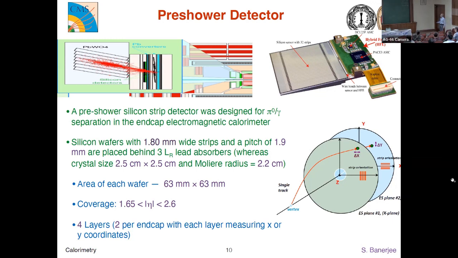And the area of each wafer is something like 63 millimeters by 63 millimeters, and it covers a smaller range than the entire end cap calorimeter, 1.85 to 2.6. And there are 4 layers, 2 layers on either side, and each layer measures one direction, either X or Y. The important thing is that in India, about 1,000 such wafers were made in the industries here, and they're assembled in the final pre-shower detector.